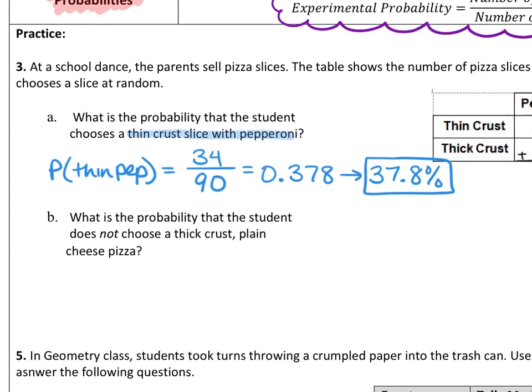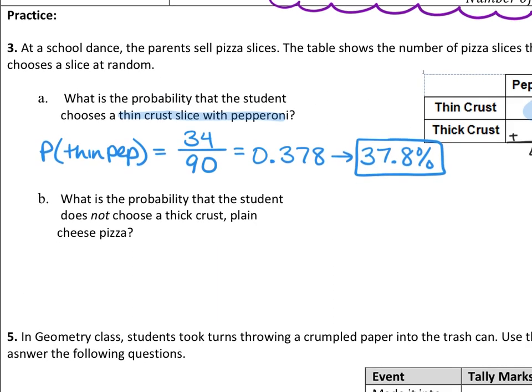Part B, what is the probability that the student does not, let's make sure we circle, highlight, star, underline that word, not, choose a thick crust, plain cheese pizza. To figure out a not probability, we need to use complementary probability. So first thing we need to do is actually figure out the probability that they chose a thick, plain cheese.